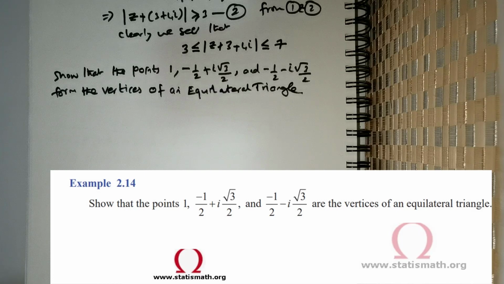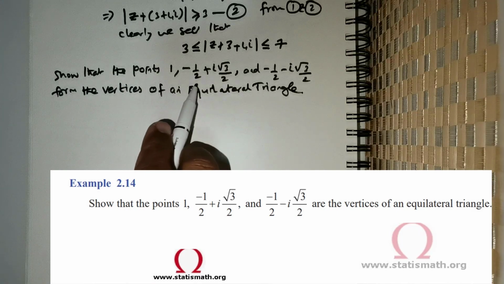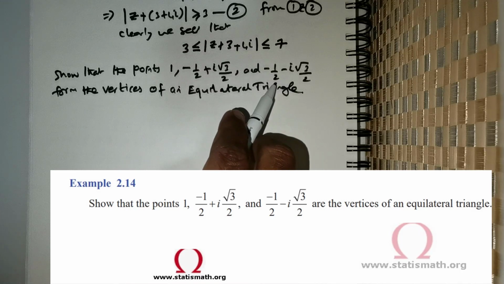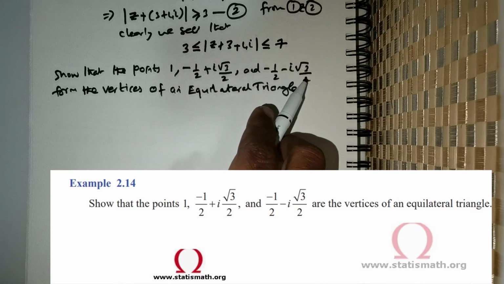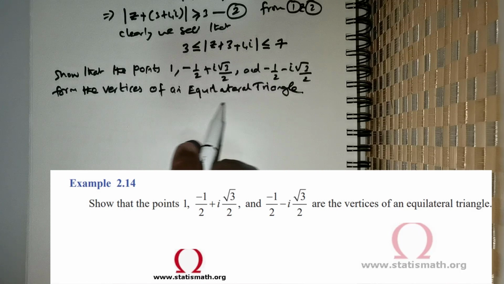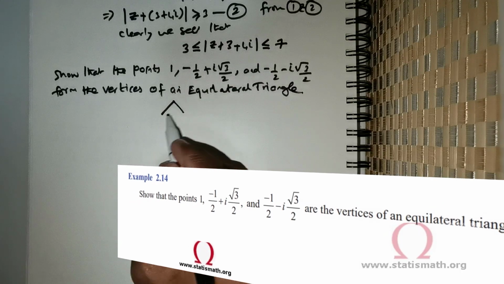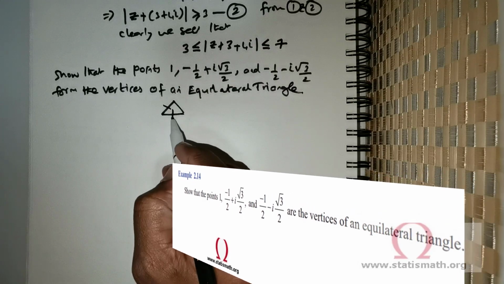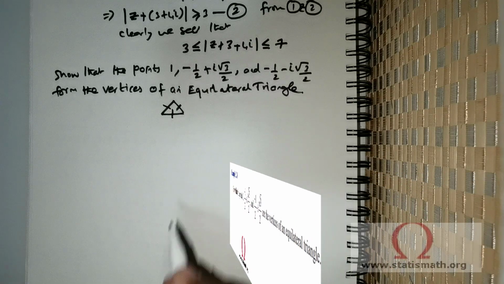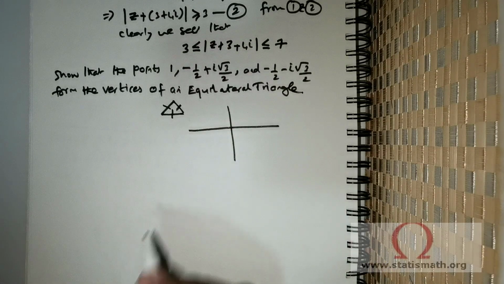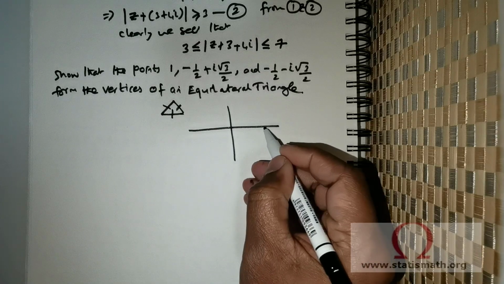We are given 3 points: 1, negative 1 over 2 plus i times root 3 over 2, and negative 1 over 2 minus i times root 3 over 2. We are expected to show that they form the vertices of an equilateral triangle. Now if you take an equilateral triangle, all of the sides are equal. Have that in mind. Now if I were to represent these points, 1 is the real part.